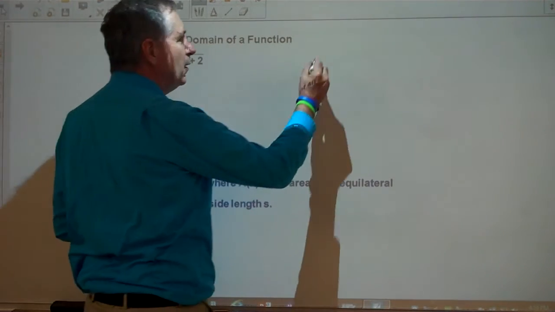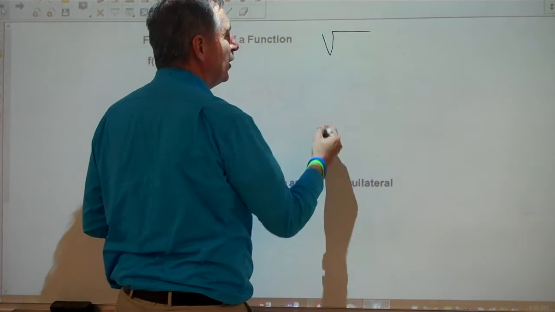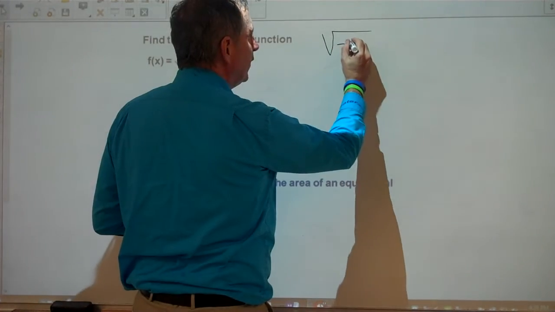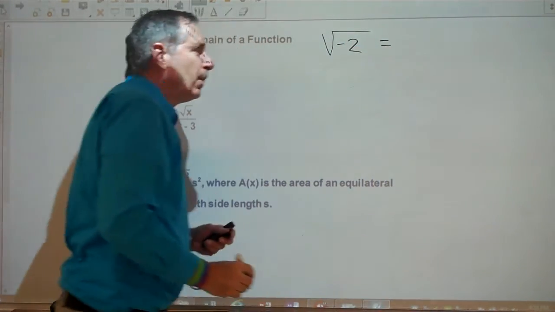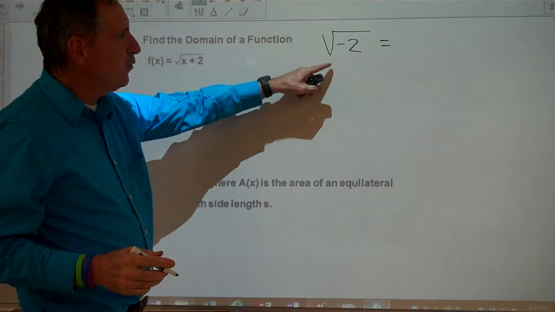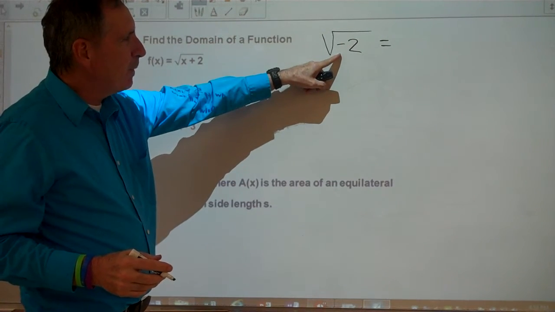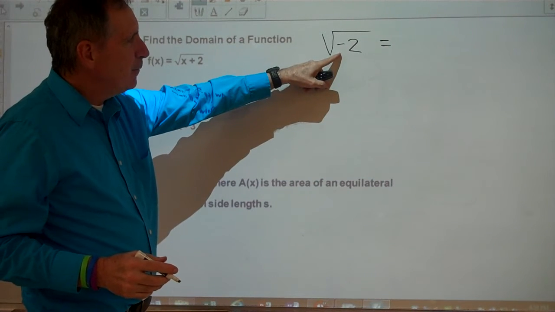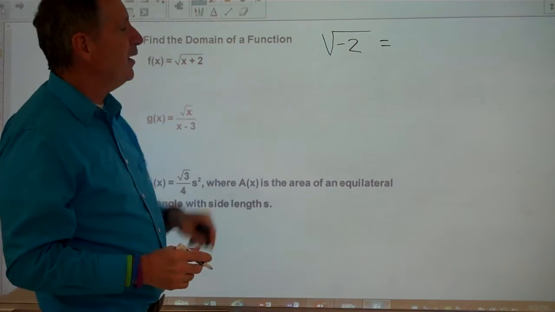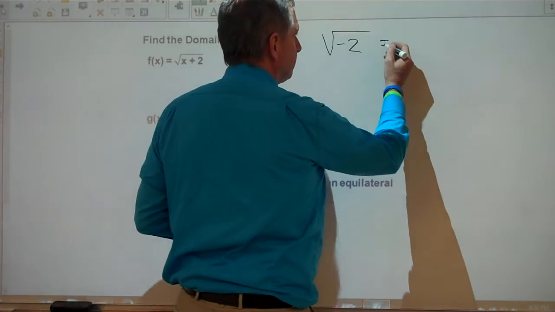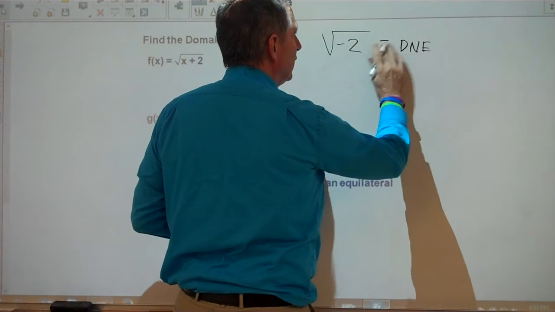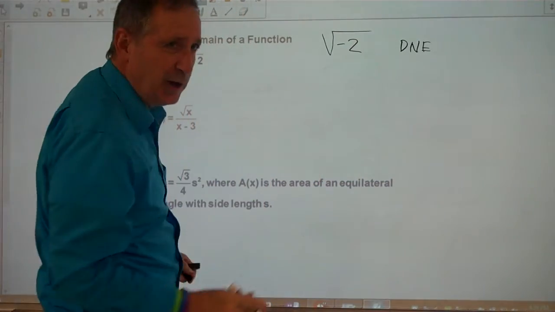So we know that we cannot take the square root of a negative number. For instance, if we want to take the square root of 2, or the square root of negative 2, is that possible? No, it's not, because there is no number that we can multiply by itself twice to get negative 2. So this does not exist. The situation would not exist as a real number.